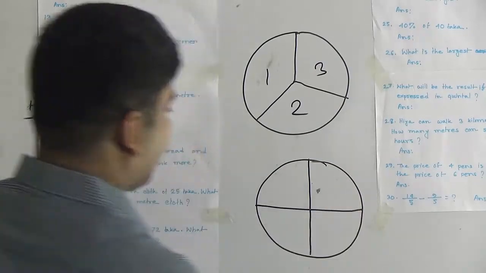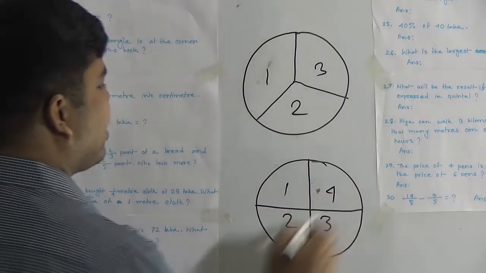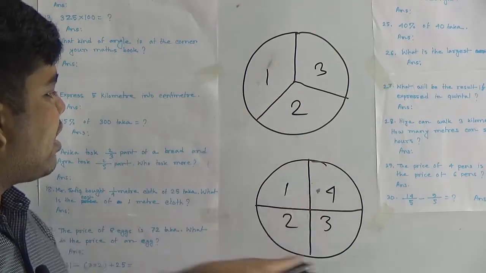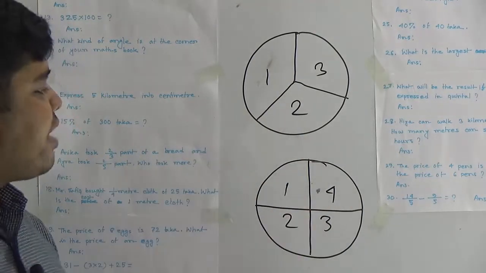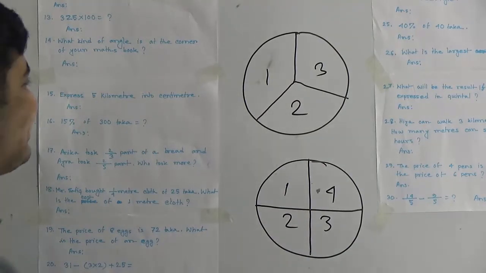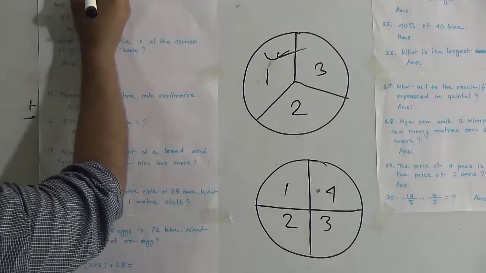1, 2, 3, 4. At first we divide the pizza into 3 parts, and the same pizza we divide into 4 parts. Which one will be larger? We can easily understand this one will be larger. So 1 by 3 is larger than 1 by 4. So write here 1 by 3.